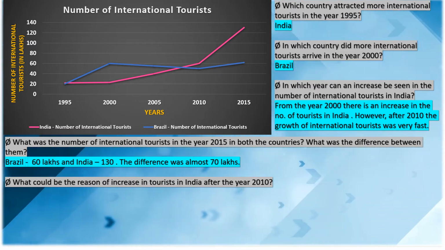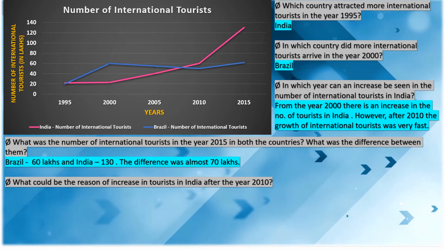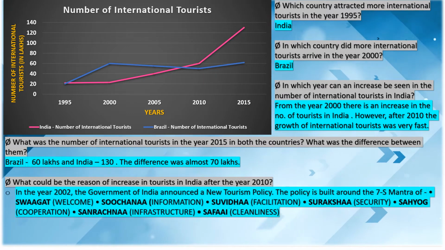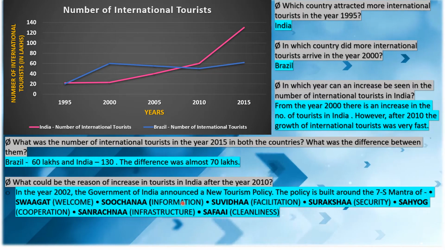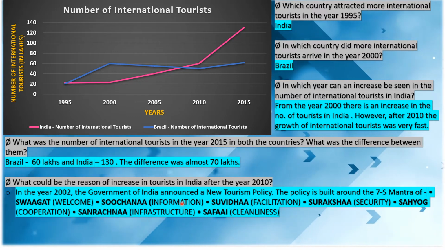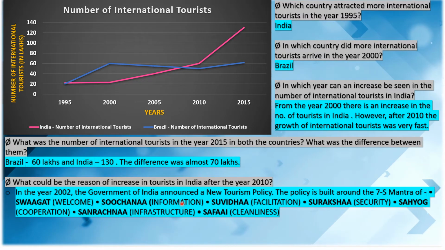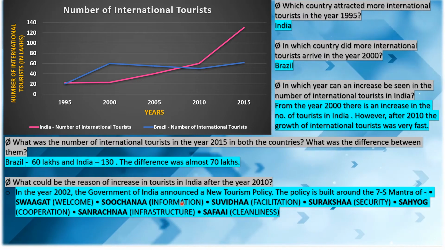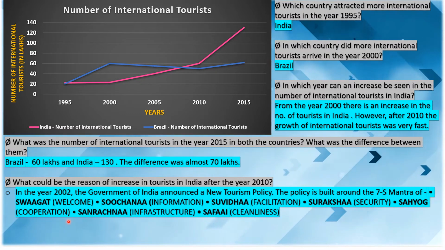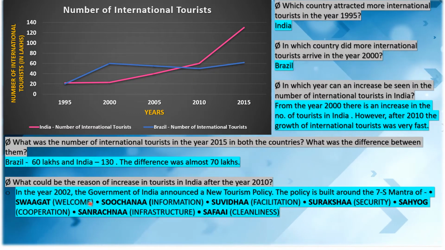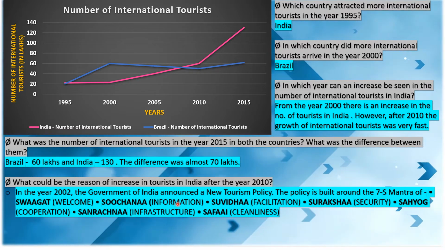Now, what could be the reason of increase in tourists in India after the year 2000? Now, there are n number of reasons. Some of them, in the year 2002, the government of India announced a national tourism policy. According to this policy, this policy was built around the 7S mantra. That is Swagat, which means we need to welcome our guests or the tourists properly. So, Suchna, that is information, proper information needs to be given to the tourists.